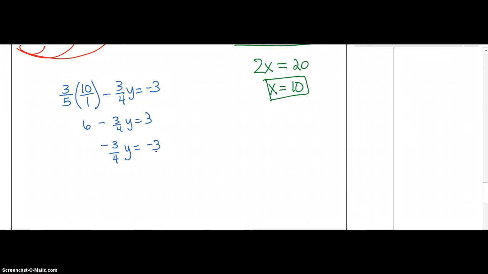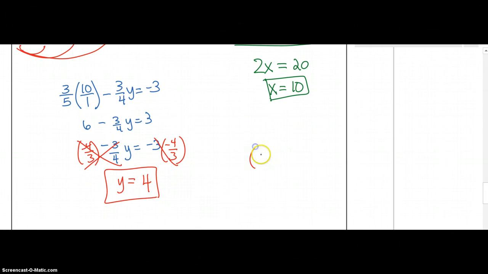And how do we get rid of a fraction? Multiply by the reciprocal. So we're going to multiply both sides by negative 4 over 3. Y equals negative times a negative is a positive. 3's cancel, and we just have 4. 10, 4. Yep.